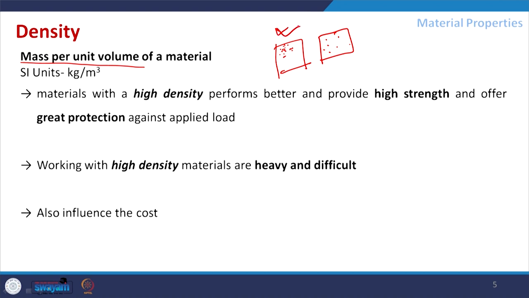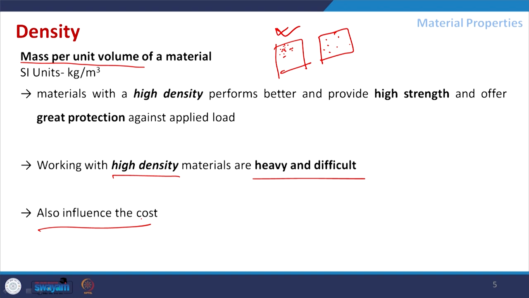But along with that, there are problems when you go for higher density. It is very difficult to handle. It is very easy to work with thermocol. Normally, for making models and all, we use some lighter material. But at the same time, if you want to work with something like wood or maybe some metal, it will be difficult. In case of higher density, the weight of the material in a given unit volume will be more, and hence it will be difficult to work with, and that obviously has an impact on the cost.